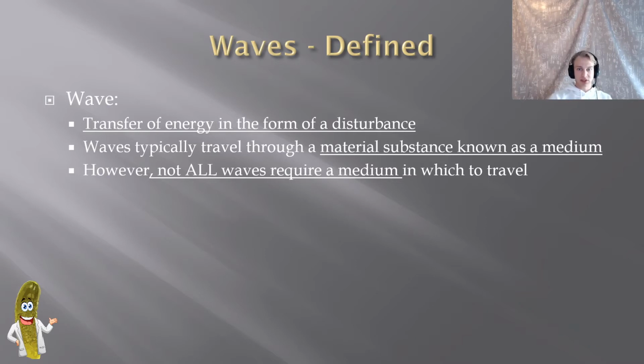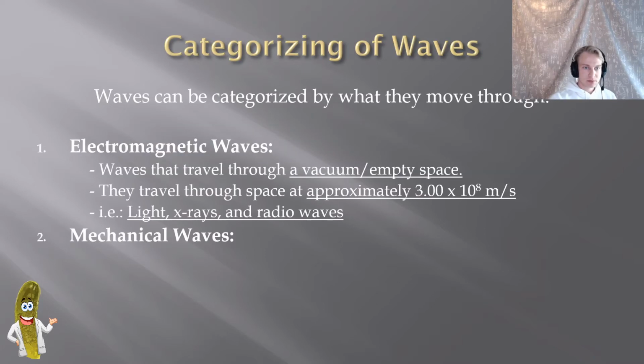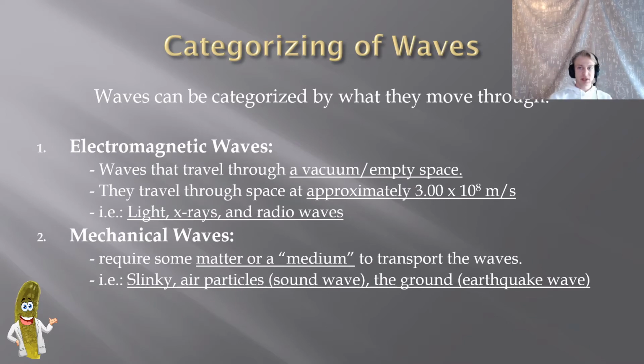Basically, a wave is a transfer of energy in the form of a disturbance. Waves typically travel through a material substance known as the medium. That medium can be the air; that is technically a medium. However, not all waves require a medium in which to travel. So there are two different types of waves based on what they're moving through: electromagnetic and mechanical waves.